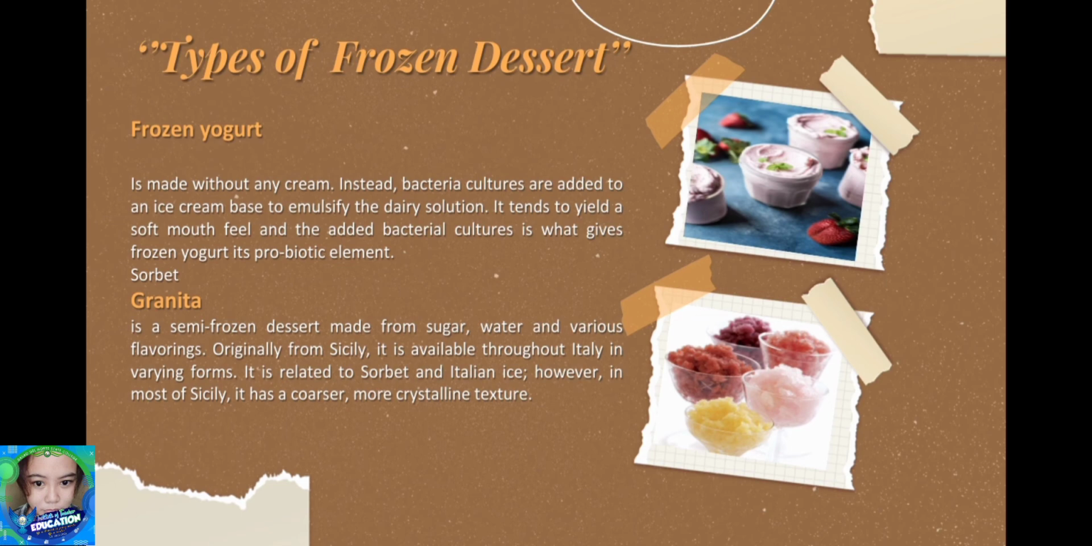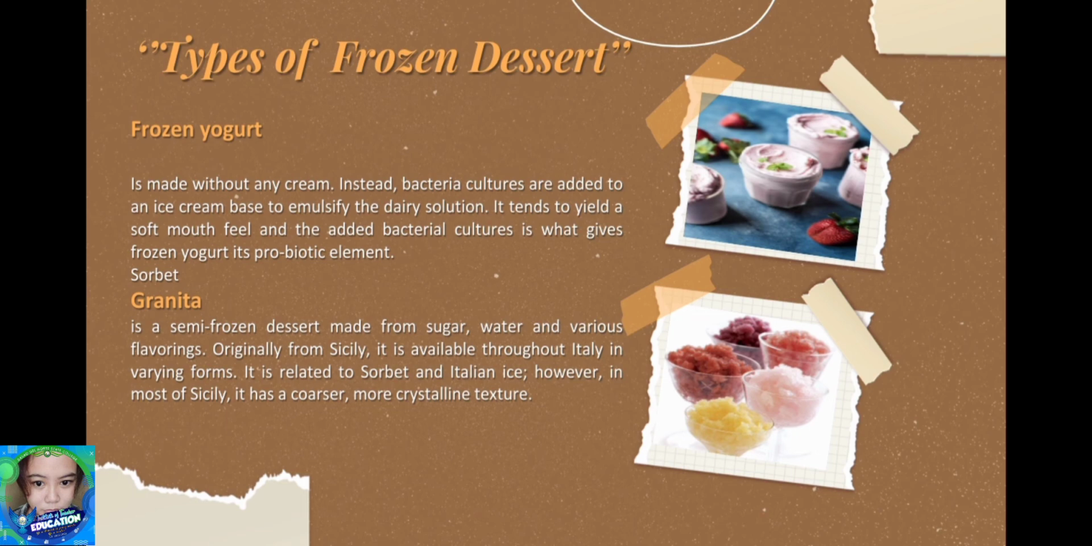Next is the frozen yogurt. Frozen yogurt is made without any ice cream. Instead, bacteria cultures are added to an ice cream base to emulsify the dairy solution. It tends to yield a soft mouthfeel, and the added bacterial culture is what gives frozen yogurt its probiotic element. So in short, it has an ice cream-like texture with yogurt flavor. It's generally prepared by mixing plain yogurt into an ice cream mix.